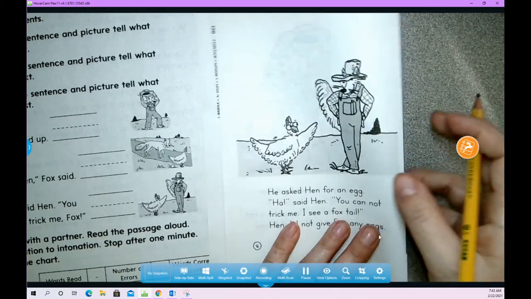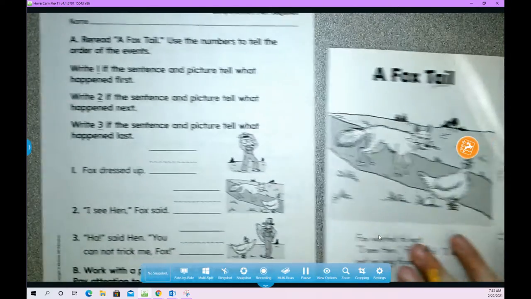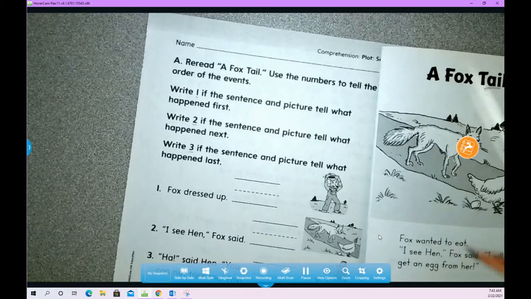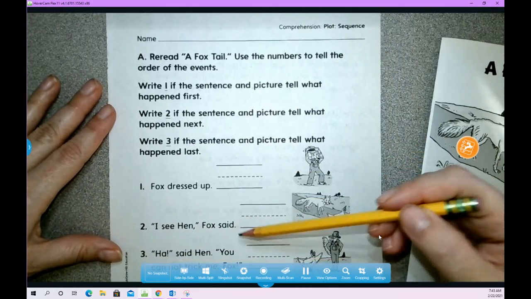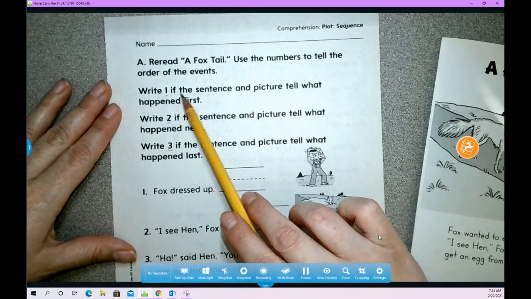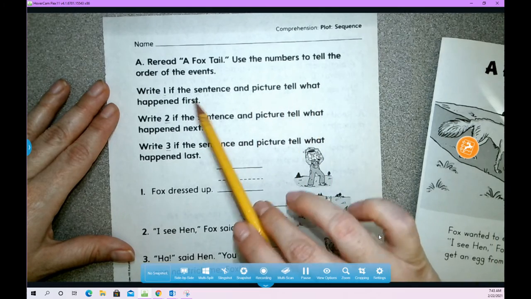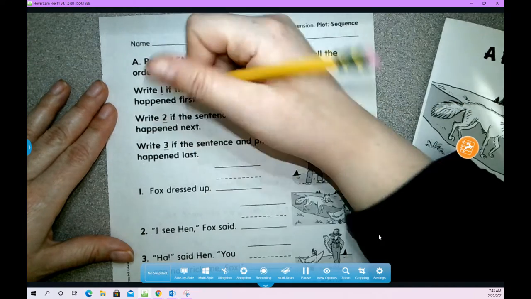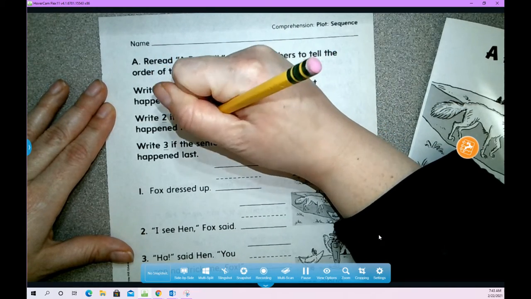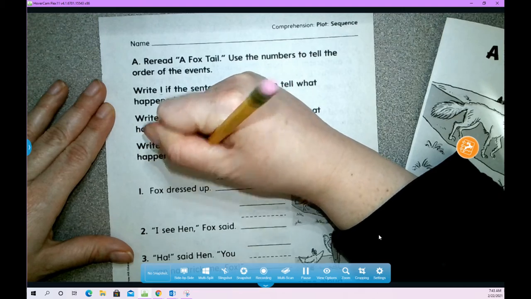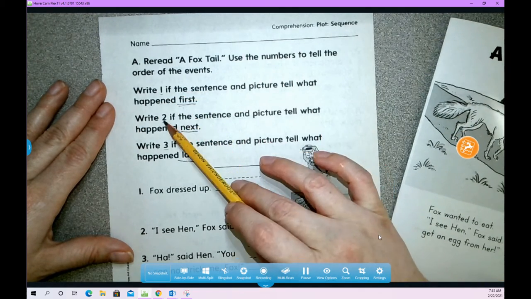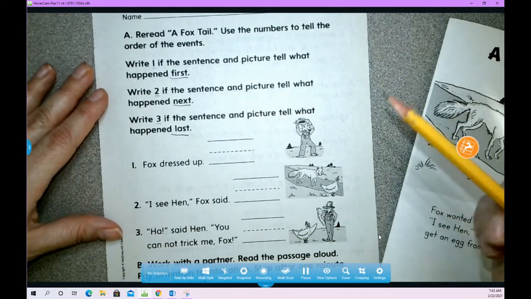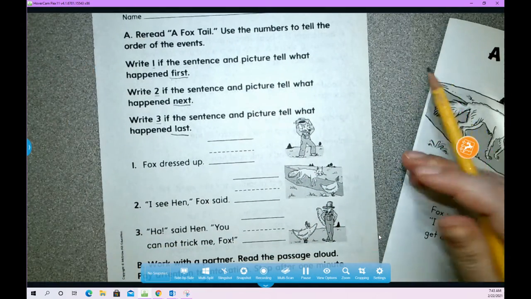No, he was not. So then on this next page, 157, you're going to put the events in order. Write 1 if the sentence and picture tell what happened first. Write 2 if the sentence and picture tell what happened next. So you're going to put them in order by first, next, and last. A 1 for first, a 2 for next, a 3 for last. Right here. Which one goes first, second, and third?